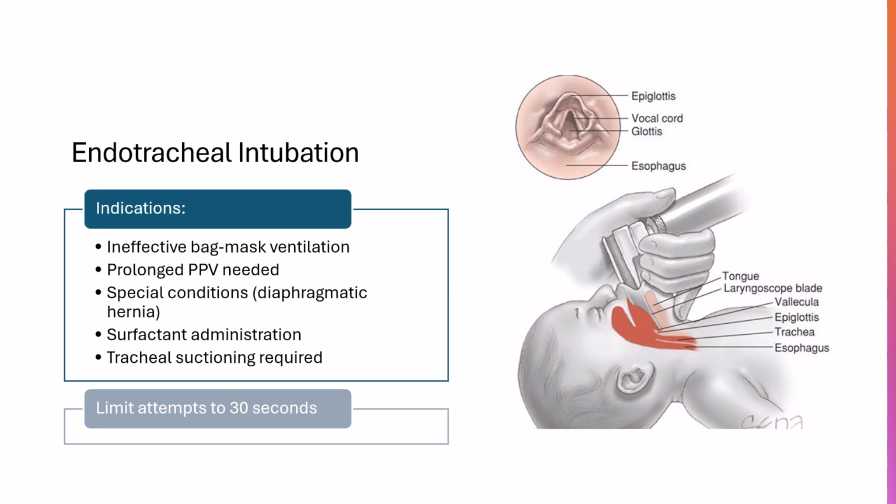Endotracheal intubation has several indications. You'd intubate if bag mask ventilation is ineffective, if prolonged PPV is needed, or in special conditions like diaphragmatic hernia. Intubation is also required for surfactant administration or when tracheal suctioning is needed. A key point for the exam: limit intubation attempts to 30 seconds to avoid prolonged hypoxia. If you can't intubate within that time frame, stop, ventilate with bag and mask to reoxygenate, then try again.